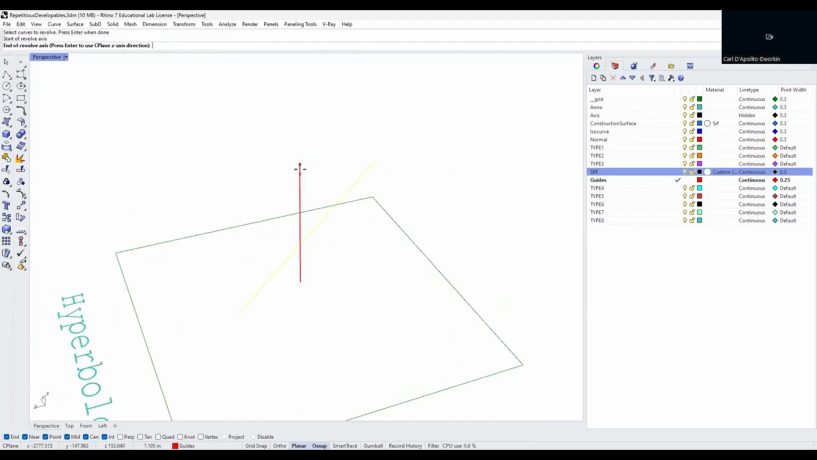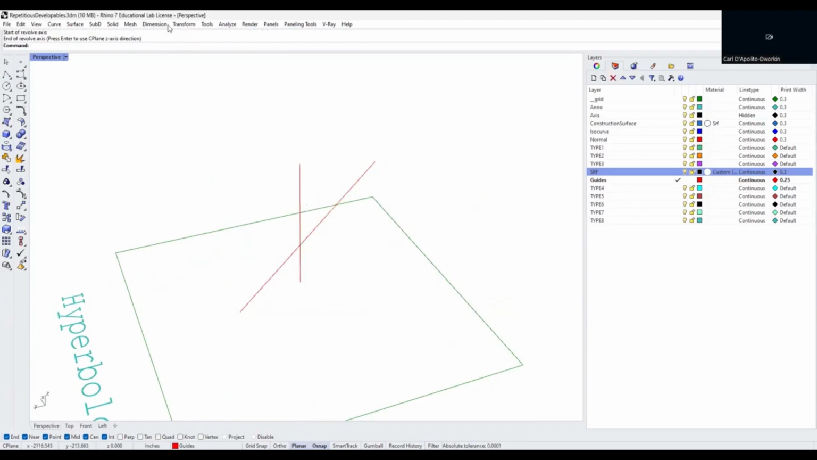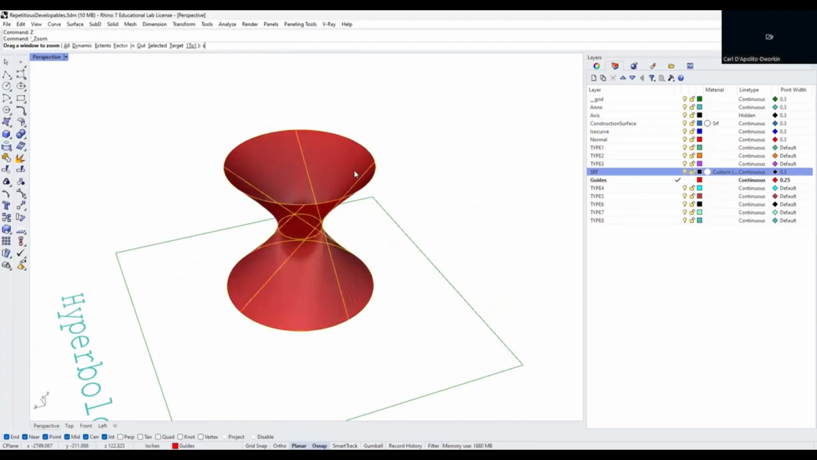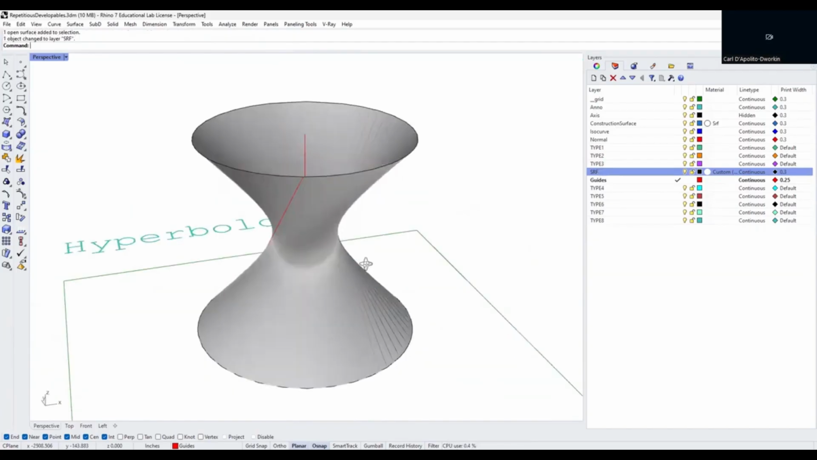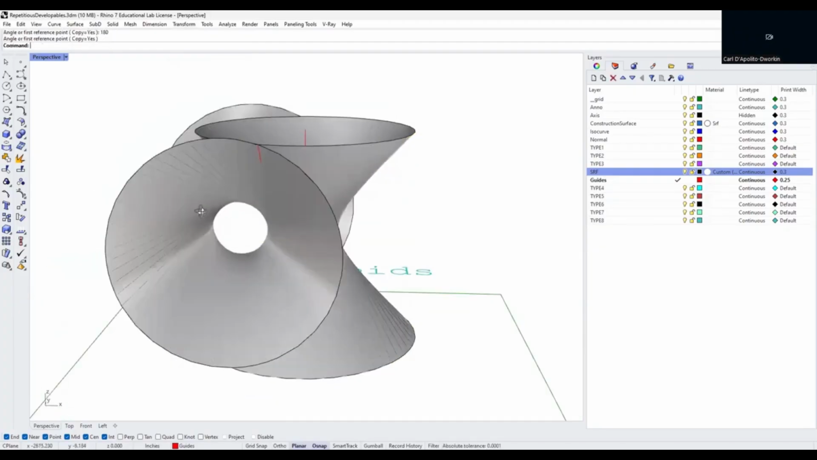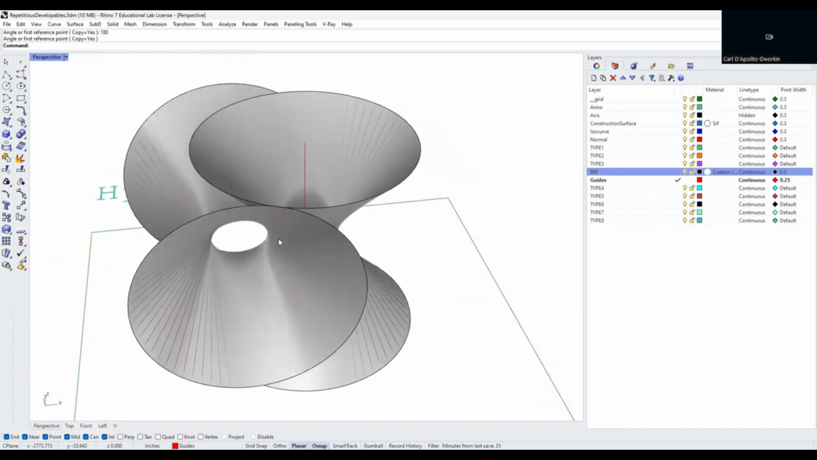Okay, so if I revolve this curve 360 degrees like that, that's a hyperboloid. Okay, so if I take this hyperboloid and I rotate it 180 degrees about one of its isocurves, I get this configuration where they nest together.